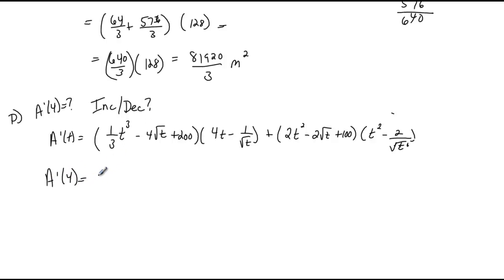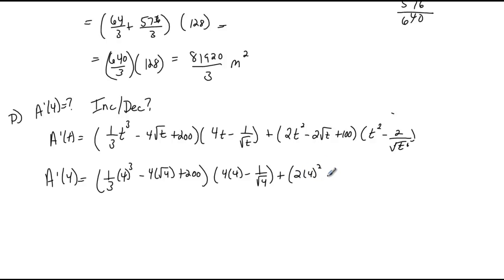Plugging in all our values for 4, we're going to have 1/3 times (4 cubed minus 4 times the square root of 4), all plus 200, times 4 times 4 minus 1 over square root of 4, plus 2 times 4 squared minus 2 times square root of 4 plus 100 times 4 squared minus 2 all over square root of 4. I know it seems a little tedious, but again, nothing that we can't handle. We are on the path to finding whether or not this is increasing or decreasing and at what rate it is doing so.